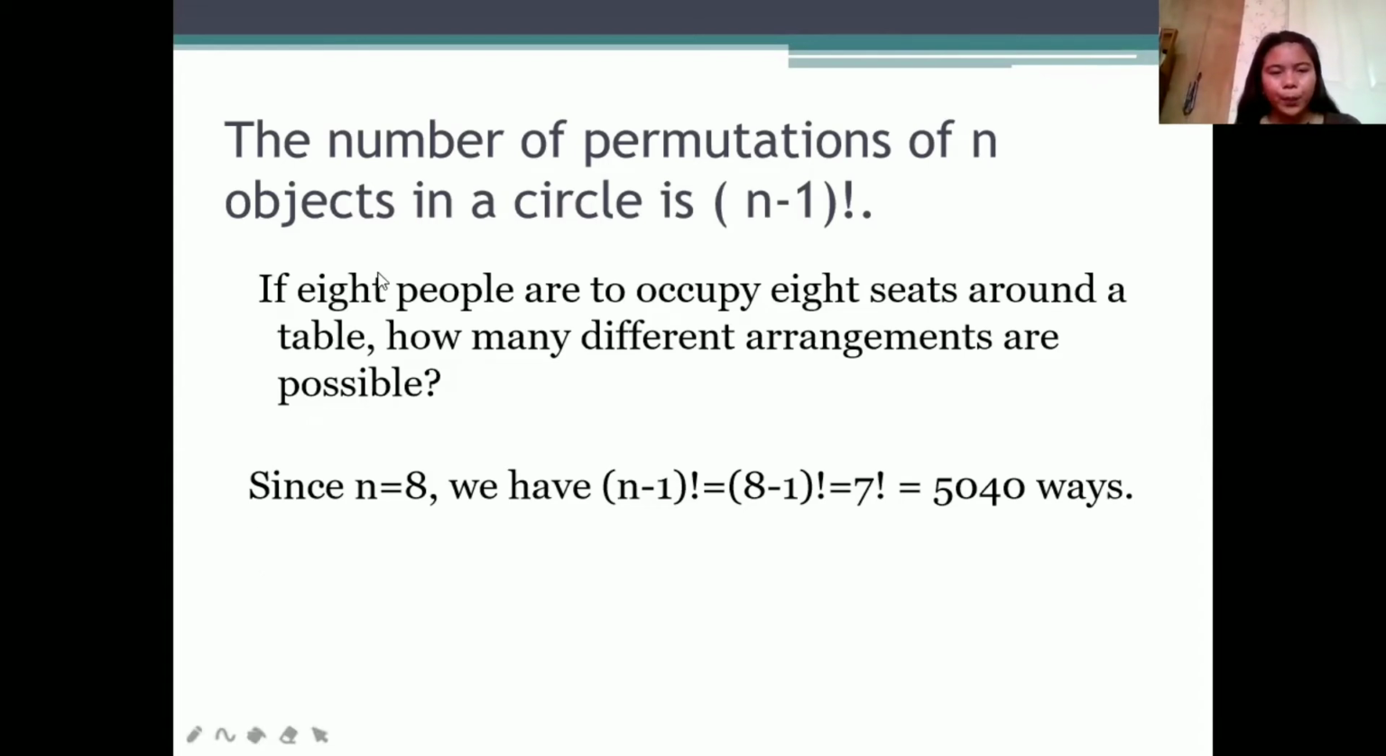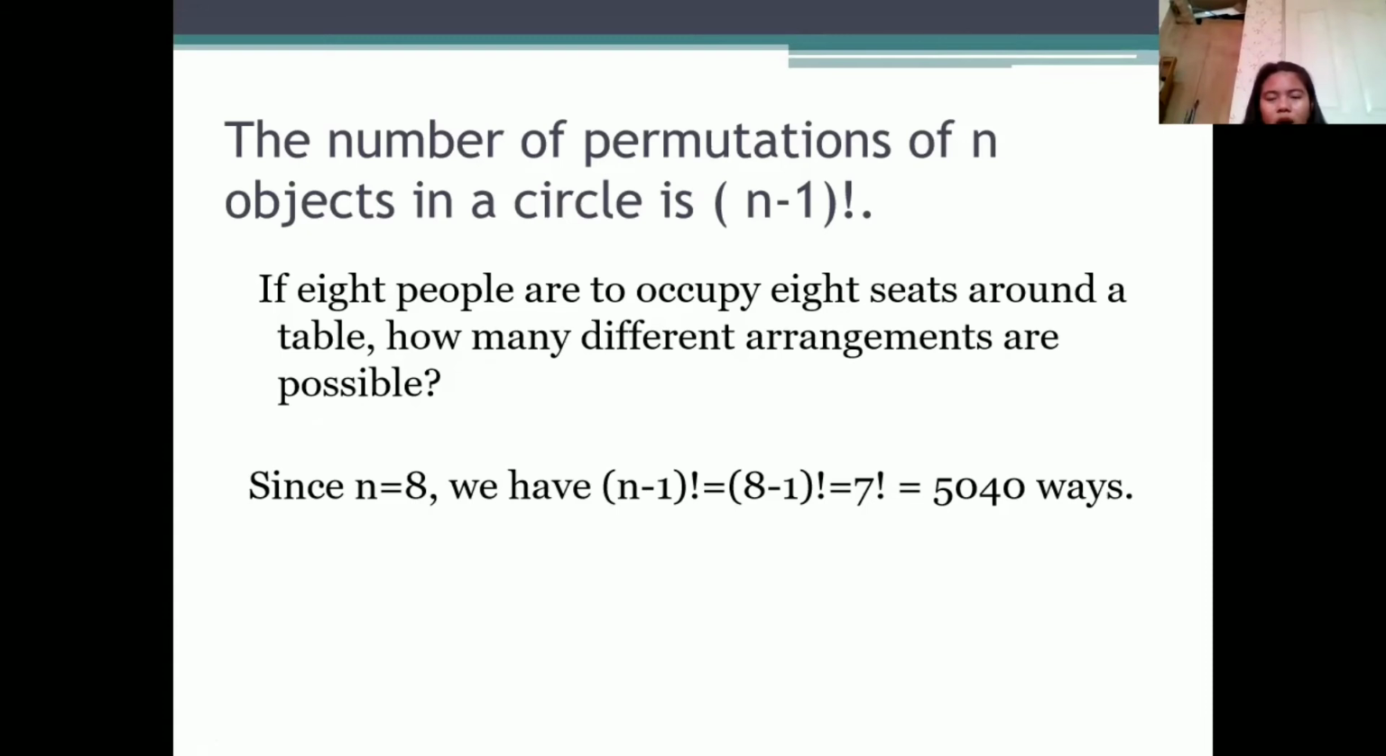So, for example, if 8 people are to occupy 8 seats around a table, how many different arrangements are possible? Again, if 8 people are to occupy 8 seats around a table, how many different arrangements are possible? The table is a round one, right? So this is the permutation of objects in a circle, and the formula is n minus 1 factorial.